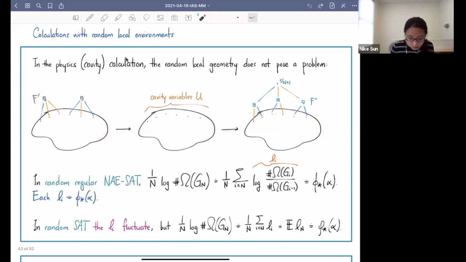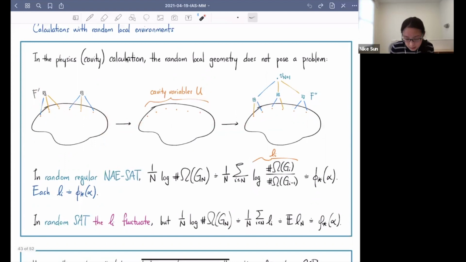But the only difference between these two models is that in the random regular model, the number of solution clusters is given by this telescoping sum. The reason that it's equal to the replica symmetric value is that each step of this cavity procedure is approximately the same. Each step is quite similar, and the change that you have is concentrated around a single value.